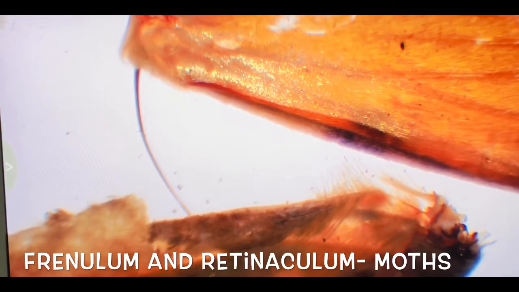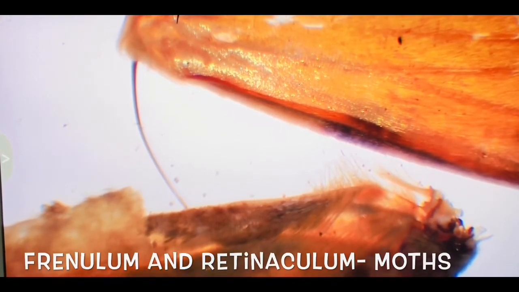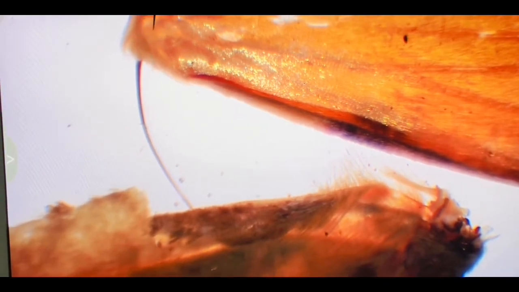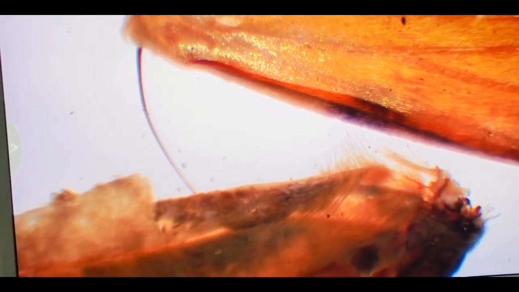The frenulum and retinaculum type is seen in moths. The hindwing possesses a bristle-like structure called the frenulum at its humeral angle. The forewing possesses hook-like structures or hairs called the retinaculum on the ventral side. The frenulum passes in between the retinaculum and the ventral wing surface, and thus both the wings are kept together.